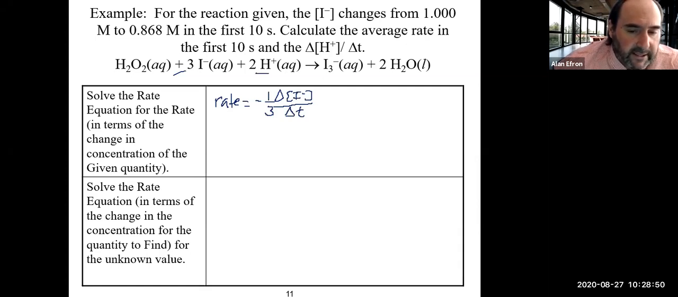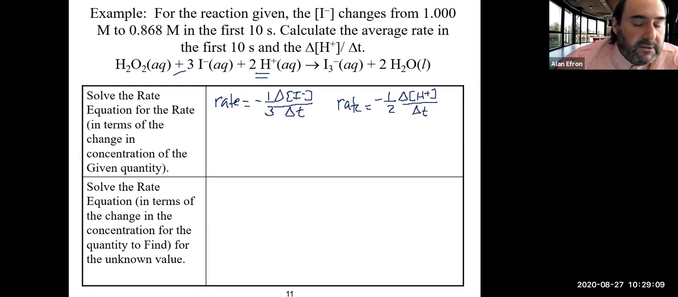And then we also want to relate it to H plus, which is also a reactant. So the rate would equal minus 1 over 2. Again, the minus because it's a reactant, 1 over 2 for the coefficient and the stoichiometry, change in concentration of H plus over the change in time. So since we do have information about I minus, we might as well start with that. So we're going to use this relationship here, and that will tell us that the rate is equal to minus 1 over 3.